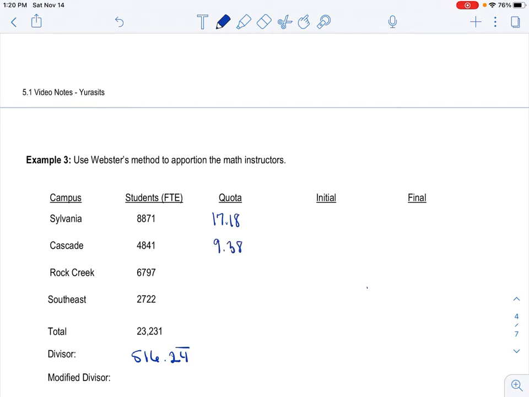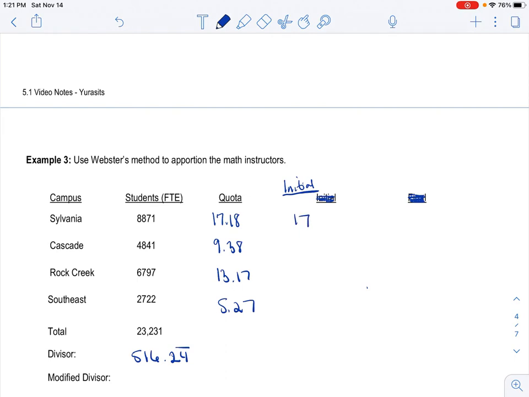roughly, 9.38 roughly, 13.17, and 5.27. Well, remember our initial, I'm going to actually give us a little more space. I'm going to go here. I should have done that when I made these, but I didn't realize it scooted it all in.